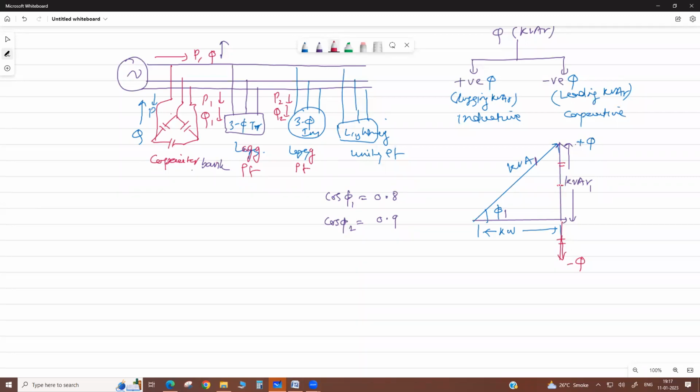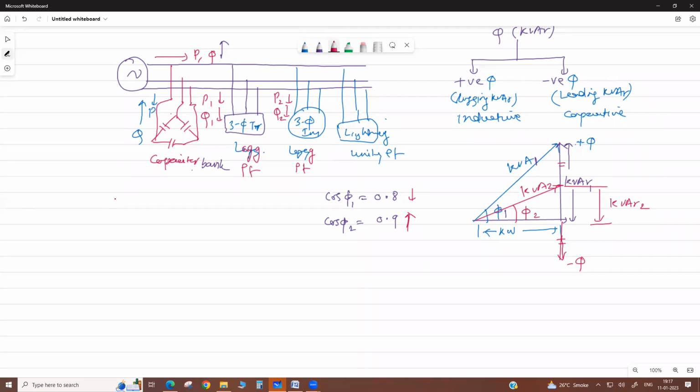Then your net kVAR is reduced, and corresponding to this demand, this is your new kVAR 2. Corresponding to this, your kVA load on the system is also reduced, and this angle is reduced to phi 2. If the angle is narrow, the power factor is high, like in a transformer at no load the power factor is low, and we improve it. So this is improved by static capacitor.